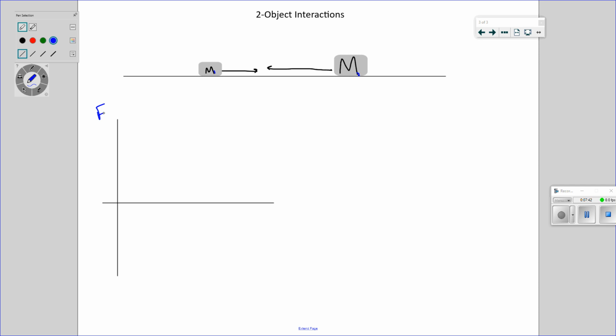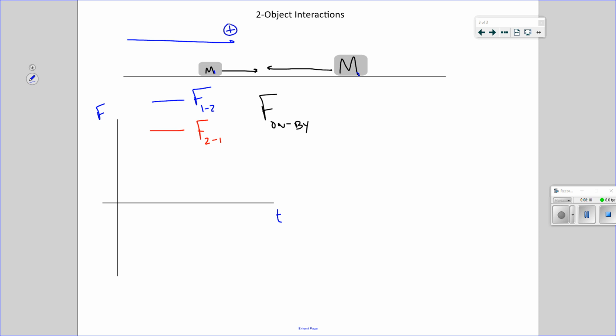Let's look at the forces exerted on each one by the other. In blue, I'm going to do F on 1 by 2. In red, I'm going to do F on 2 by 1. So I'm using a notation where I mean on, by. Let's again call this the positive direction. Mass 1 is moving in the positive direction, but when it interacts with mass 2, there's going to be a force on mass 1 that points to the left.